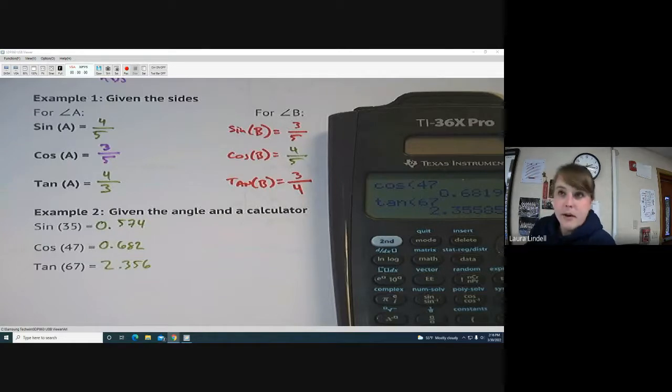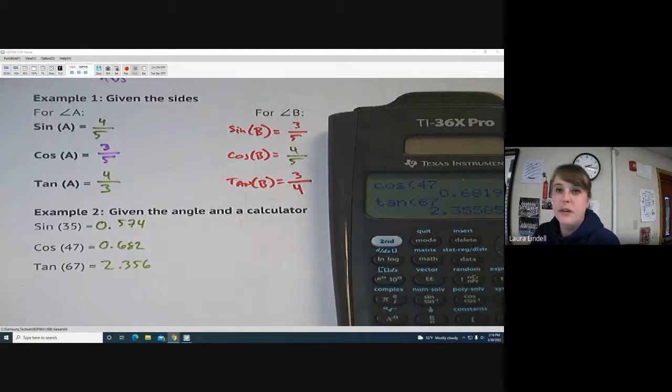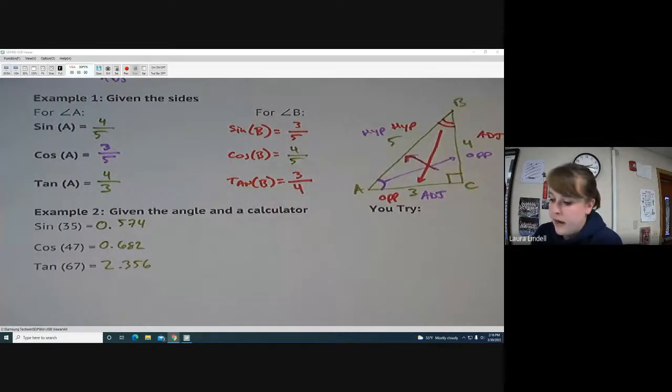And this is something we're going to keep using more and more, especially as we go through tomorrow to solve for missing sides and things like that. So I know it seems simple, but we're doing it for a reason. We're doing it so we can use it tomorrow. We've got to practice it today. All right. At this point, I'm going to give you a couple to try here.